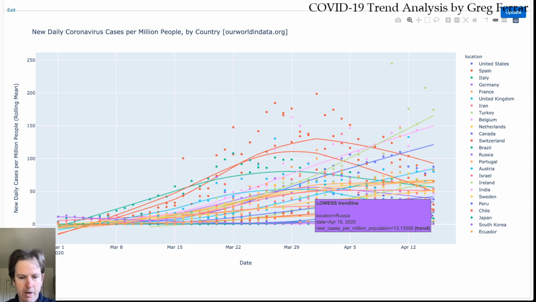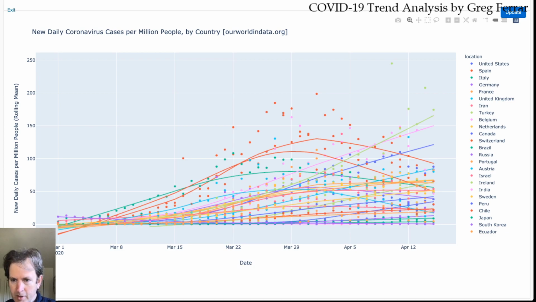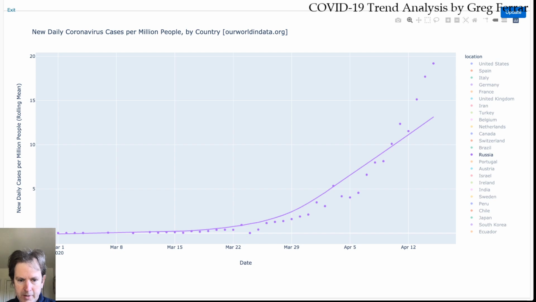But I do believe Russia was, let's just look, completely off the charts. Yeah, as recently as say March 26th, they were nowhere to be seen in this chart. They were at 1, and remember 160 was the top of the chart. They were way over 100 times smaller in new cases, and now we see this curve.